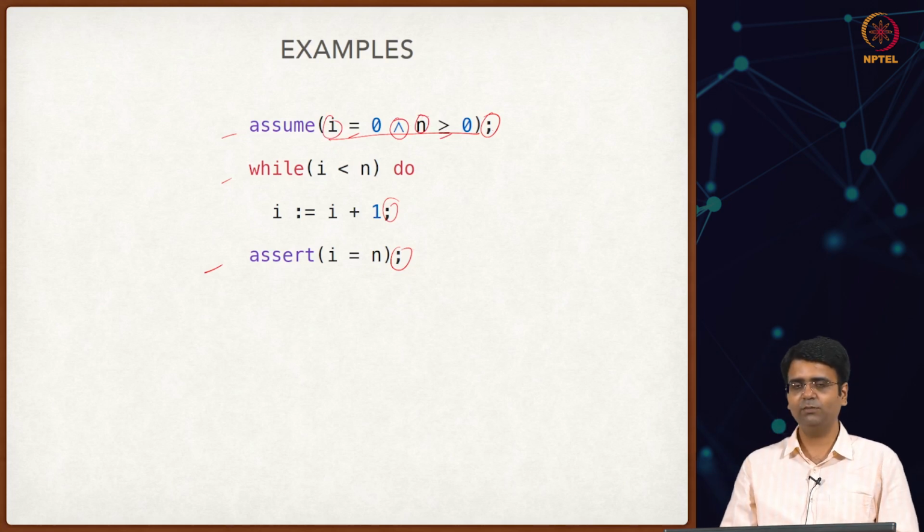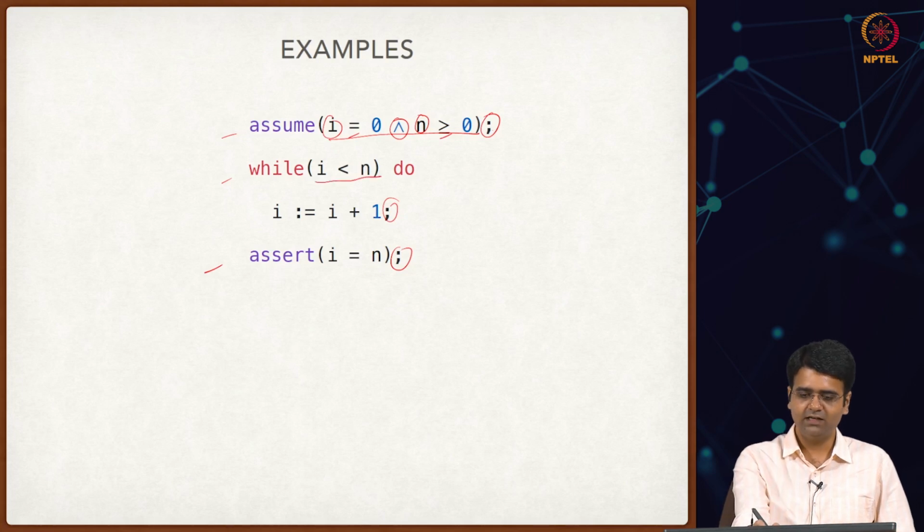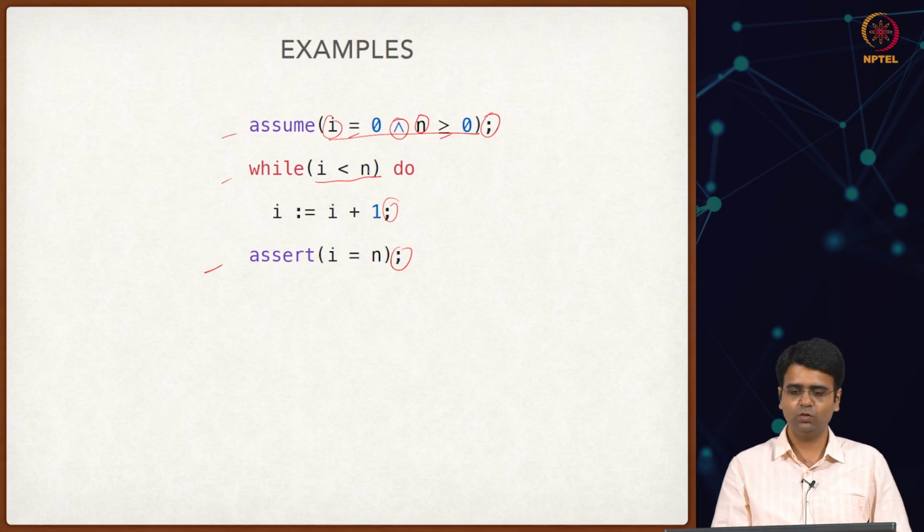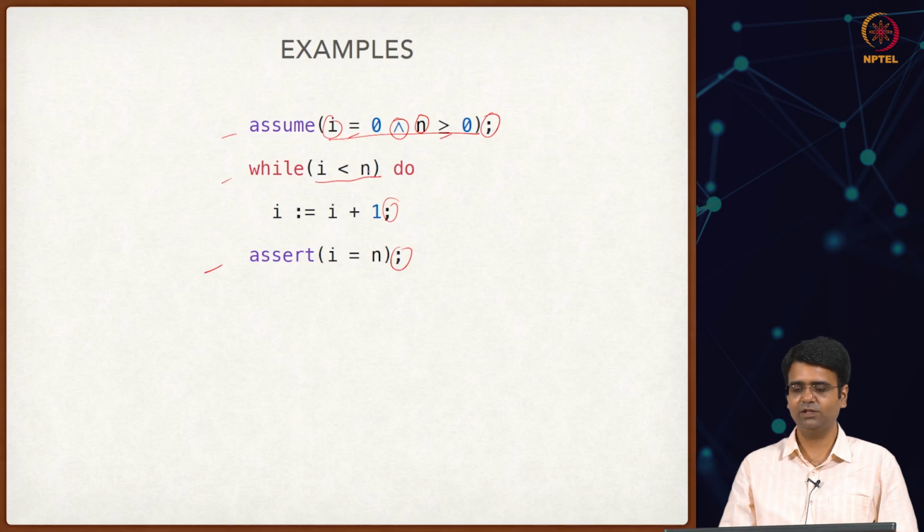So what is this simple program doing? It's initially assuming that i is equal to 0 and n is greater than or equal to 0, and then there is this while loop. Again notice that the conditional used inside the while loop is a formula over the program variables i and n. While i is less than n, do i := i + 1, and then finally we are asserting that i is equal to n, again a formula.